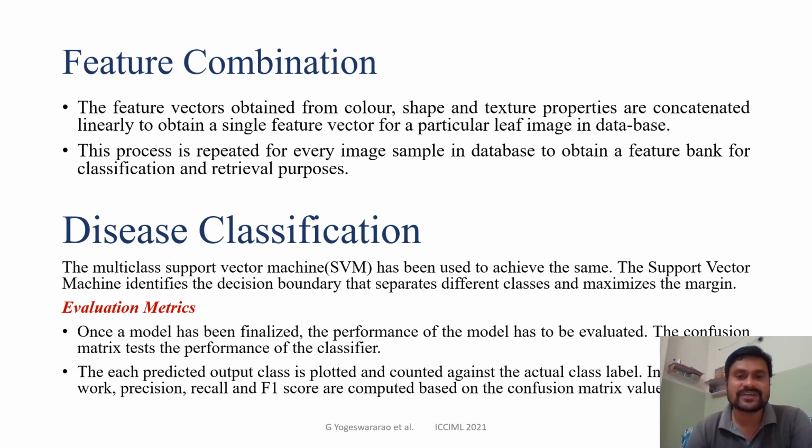In the disease classification, we use a multi-class support vector machine as a classifier to find the boundary that separates the different classes and maximizes the margin between the individual classes. For the evaluation metrics, we use a confusion matrix, and precision, recall and F-score values are computed from the confusion matrices.